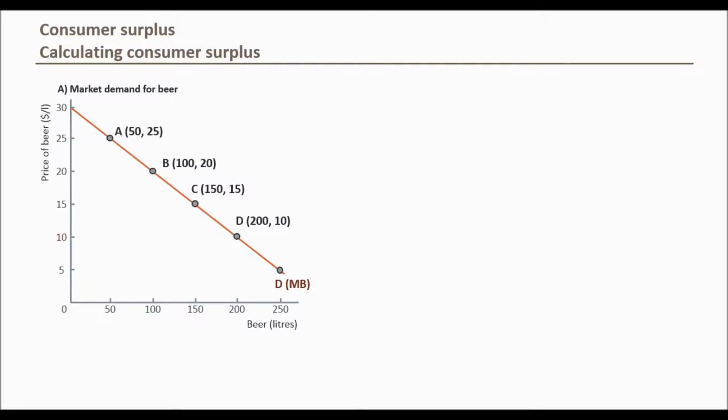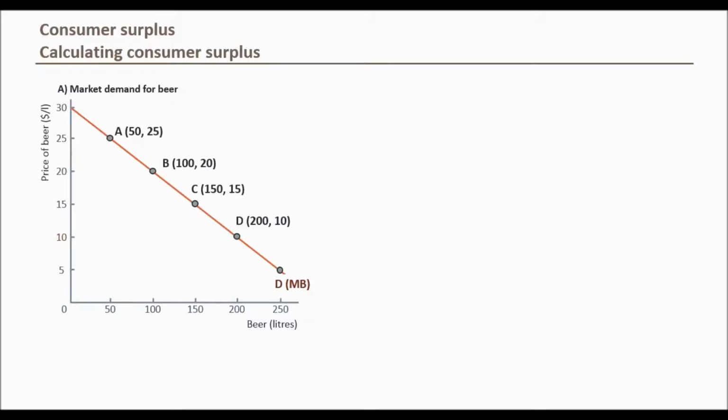For instance, at point D on our demand curve, we can see that the market is willing to buy 200 liters of beer if the market price is $10 per liter. Or we could say that if the market was given 200 liters of beer, then given the benefit the market receives from this beer, it would only be willing to pay $10 per liter for that beer.